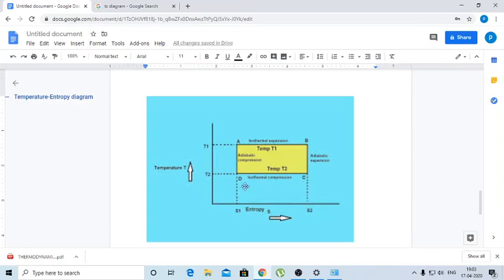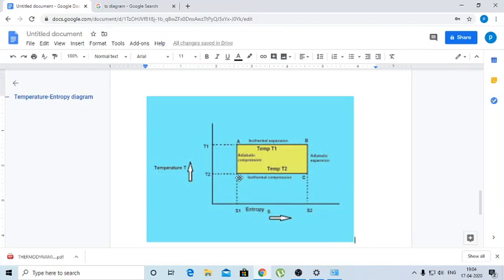Then C to D, third stage, isothermal compression. The entropy value of the system increases from S2 to S1 in the opposite direction. We should not say that entropy decreases. We should say that entropy value increases in the opposite direction from S2 to S1. So it's a line parallel to the x-axis.